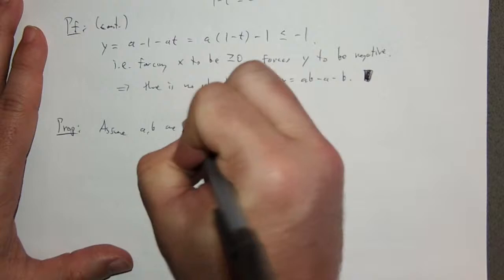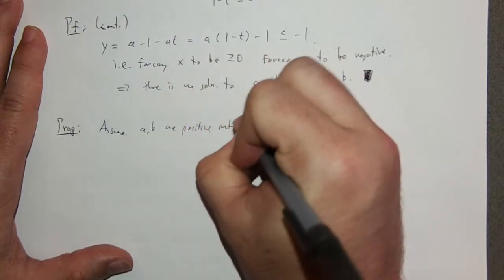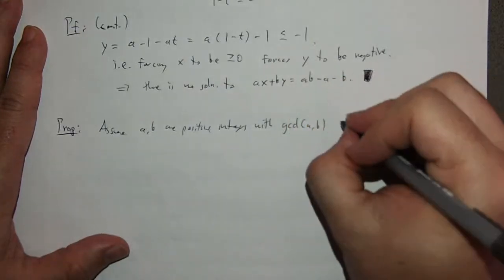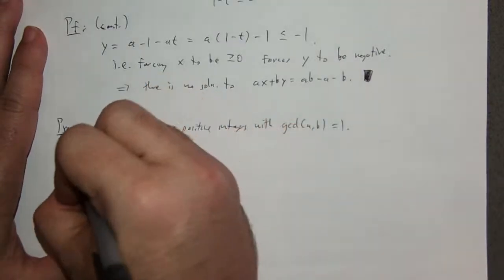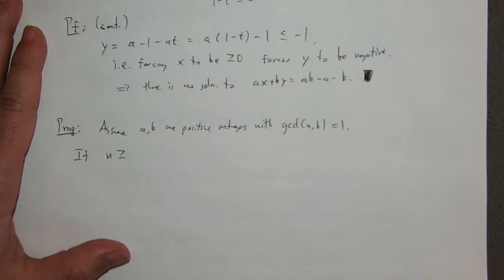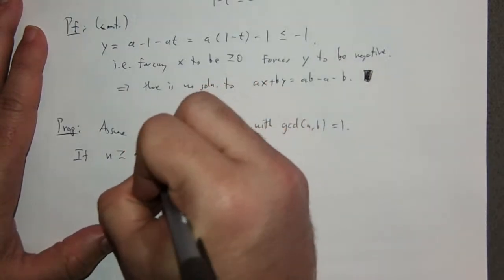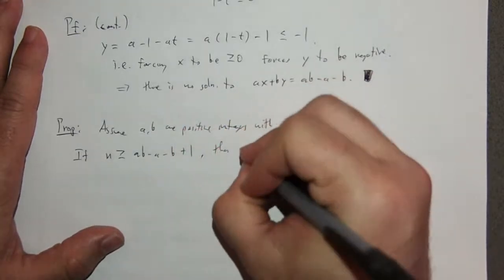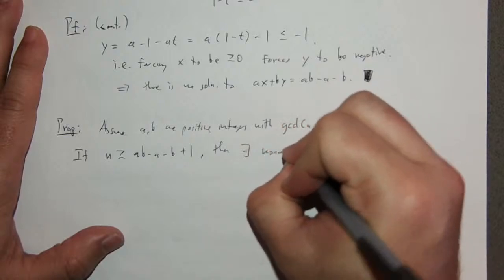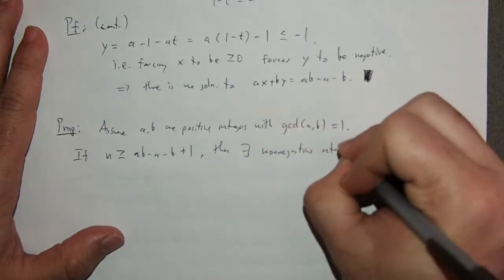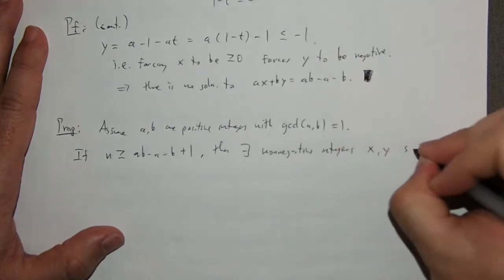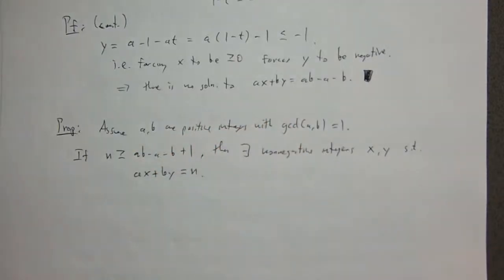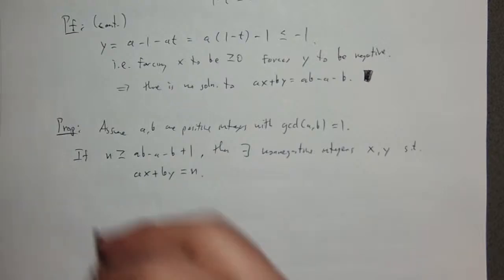a, b are positive integers with GCD 1. If n is an integer that is greater than or equal to ab minus a minus b plus 1, then there exist non-negative integers x and y such that ax plus by is equal to n. Okay.